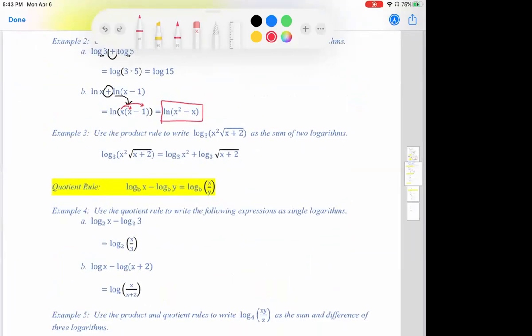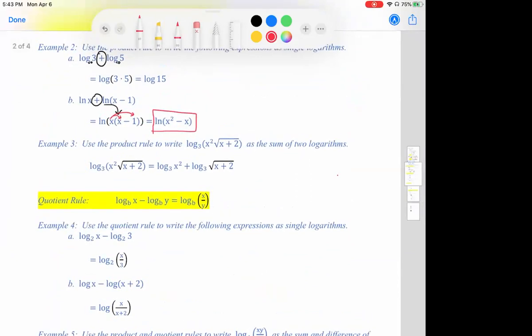Let's take a look at example 3. Use the product rule to write log base 3 of x squared times the square root of x plus 2 as the sum of 2 logarithms. Okay, so here it wants me to work with a log and then plus another log. So how can we do that?